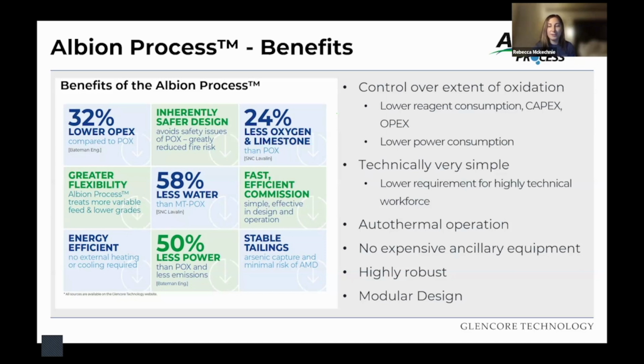The system's also very fast to commission, so our sites typically achieve design production within 12 months of commissioning. And as you've seen, it is a very simple process that is easy to control. If a concentrate can achieve a sulfur grade of minimum about 10%, the process will also be autothermal, so it will generate its own heat. And overall, it's a very highly robust process. So we can design this to treat varying grades in terms of sulfur or other elements within that feed, and a modular design contributes to that rapid commissioning.